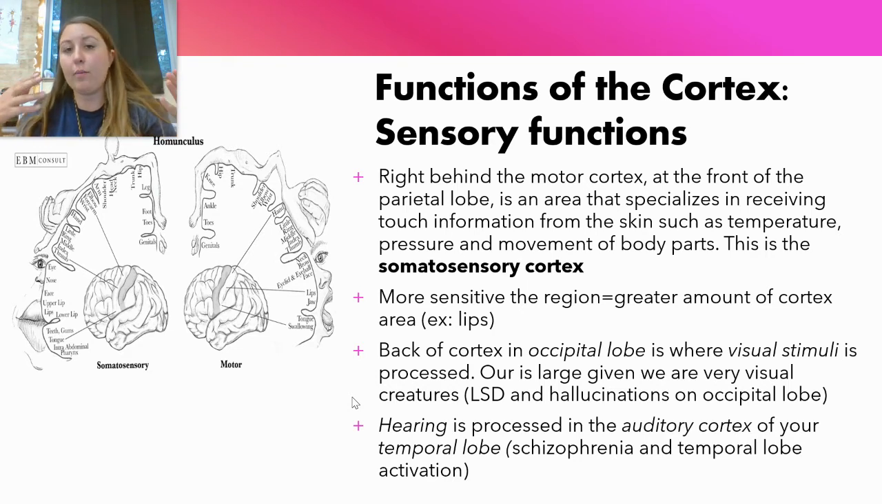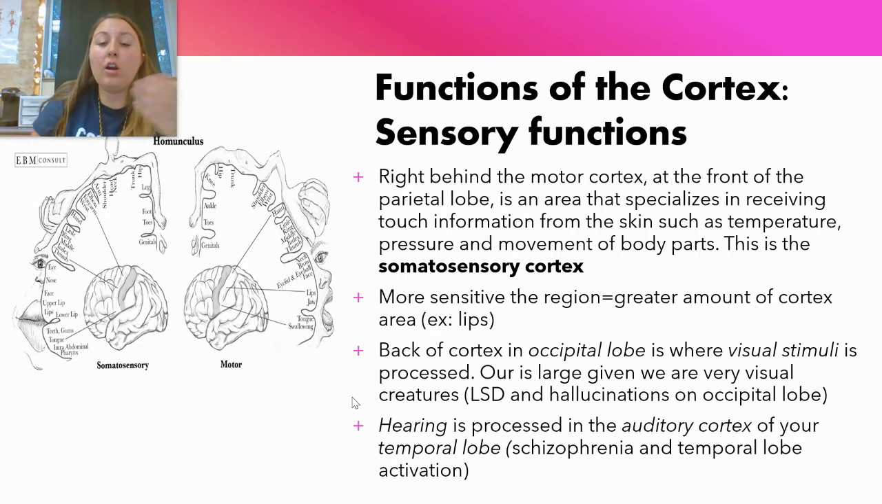For vision, like we talked about, the visual cortex lies in the back of our brain in the occipital lobe. Now, our occipital lobe is pretty large, given that humans are very visual creatures. There are other animals that have larger auditory cortexes, and so they have better hearing.